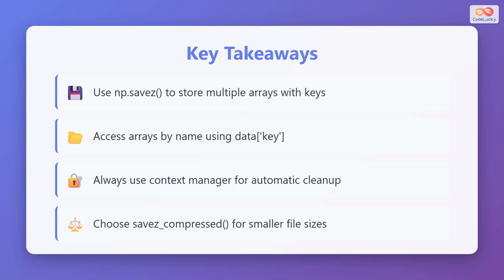Let's recap what you've learned. First, use np.savez to store multiple arrays with descriptive key names in a single file. Second, access your arrays by name using square bracket notation with the key as a string. Third, always use the with statement when loading files to ensure automatic cleanup and proper resource management. Finally, choose savez_compressed when you need smaller file sizes, especially for large datasets or long-term storage. These techniques will help you efficiently manage multiple arrays in your NumPy projects. Practice these methods with your own data to become comfortable with compressed file operations.